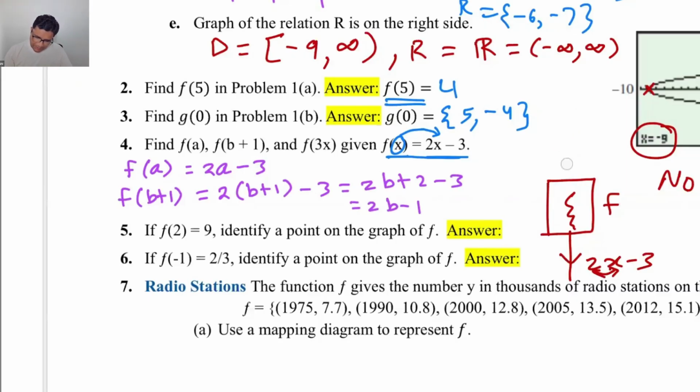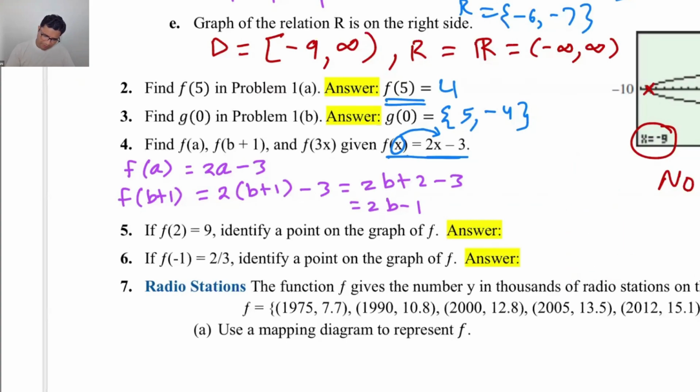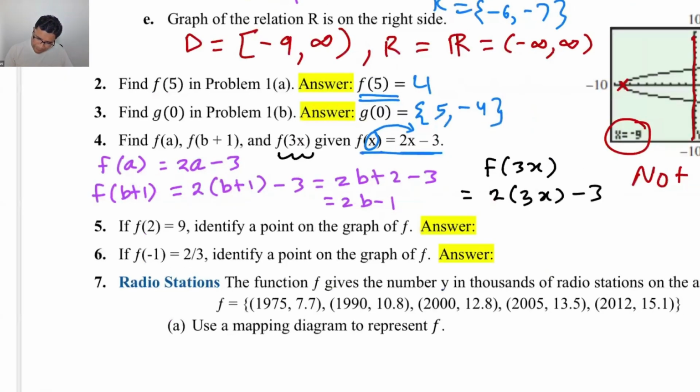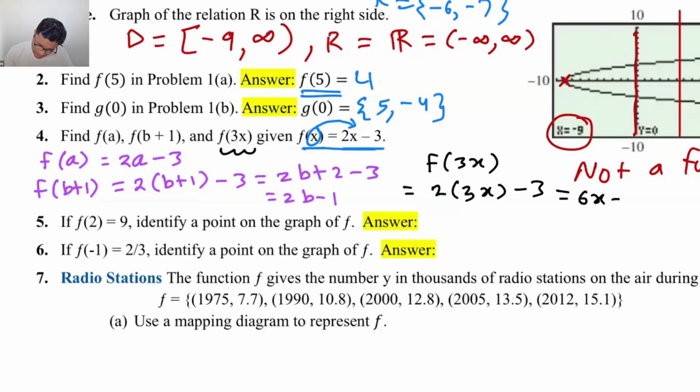And let me erase the machine representation of a function. Finally, f of 3x. Right? The input is now 3x. Okay. So that 3x will be multiplied by 2 and 3 will be subtracted. 6x minus 3. Okay, the input is multiplied by 2 and 3 is subtracted.